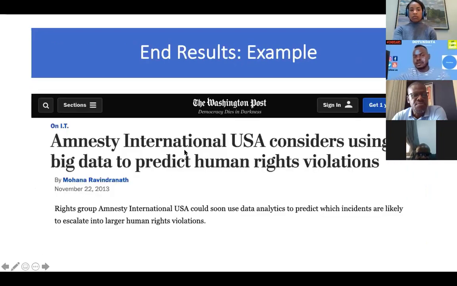So here's a blog post that was written by the Washington Post on how Amnesty International actually uses big data to predict human rights violations. And this was very big at the time, right? To be able to use machine learning and apply it in such an instance to be able to have a positive impact on people's lives.